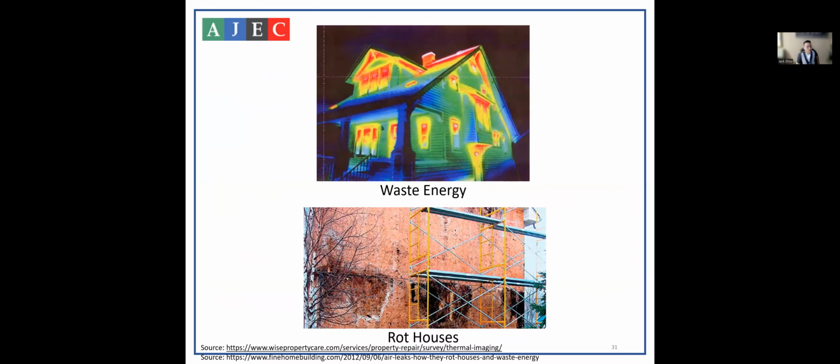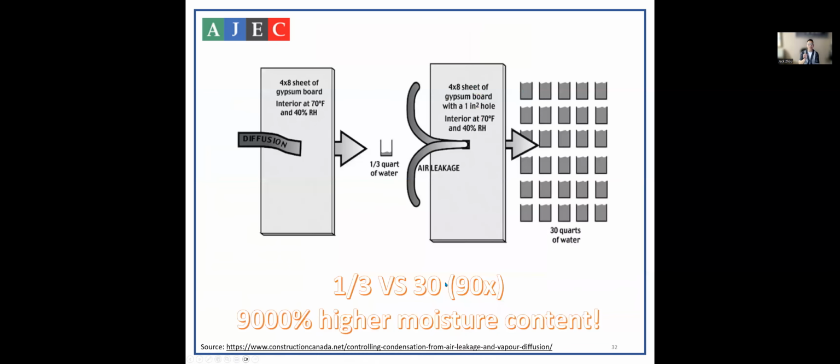Now, let me also explain to you why I like air tightness. If you don't build your houses airtight, you're going to waste a lot of energy. You're also going to promote rotting in your assembly. This can happen due to air leakage. So it's really important that you make it really, really airtight. And the reason why air tightness is more important than vapor control is because air leakage carries 90 times more moisture content compared to vapor diffusion.